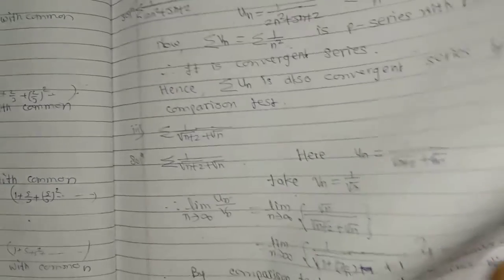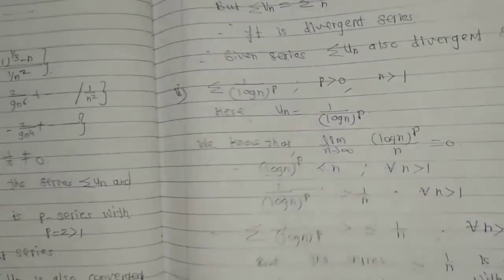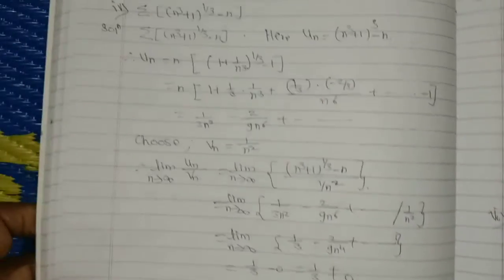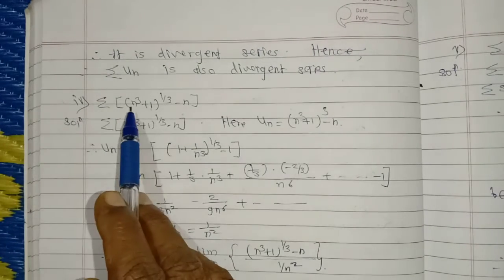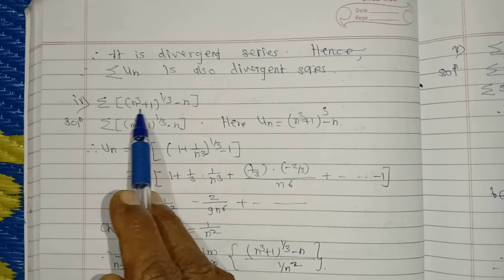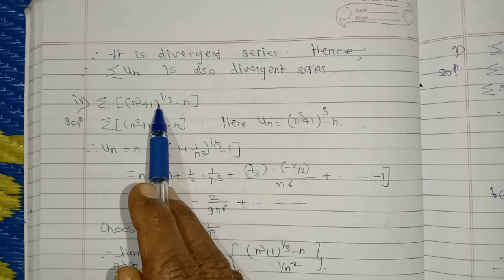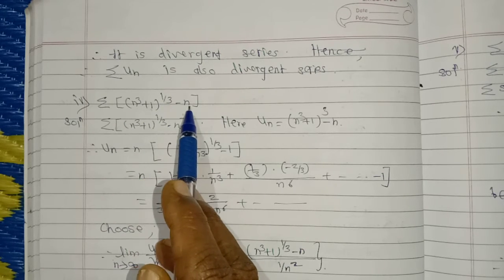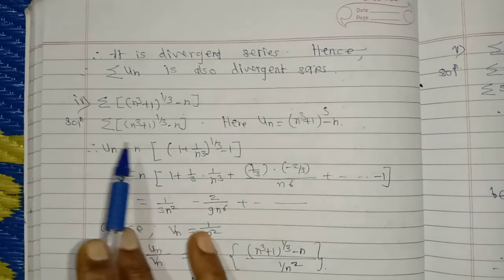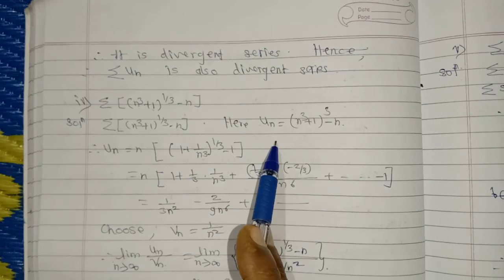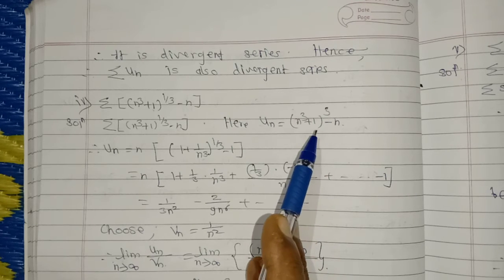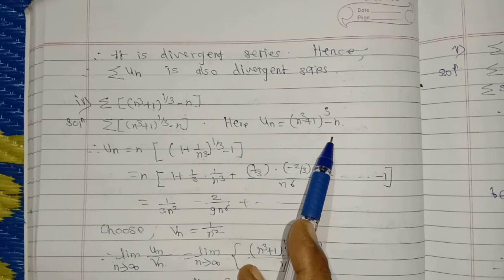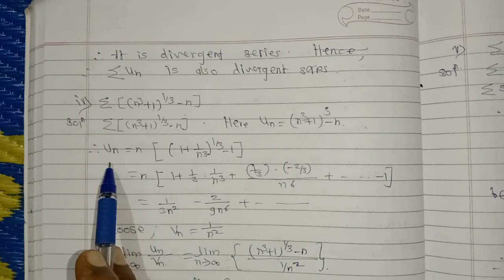Now we consider the next example, that is summation of, in bracket, n cube plus 1, bracket raised to 1/3 minus n, whole bracket complete. We write the given series. Here Un equal to n cube plus 1 raised to 1/3 minus n. We take n common, so that Un equal to n into bracket 1 plus 1 upon n cube, bracket complete raised to 1/3 minus 1, whole bracket complete.